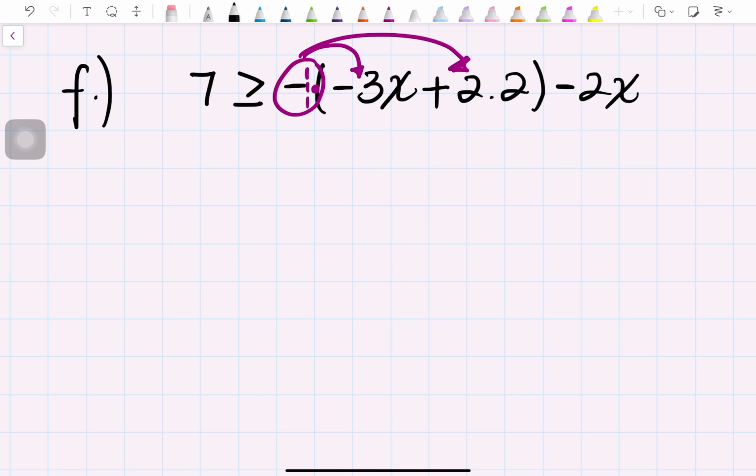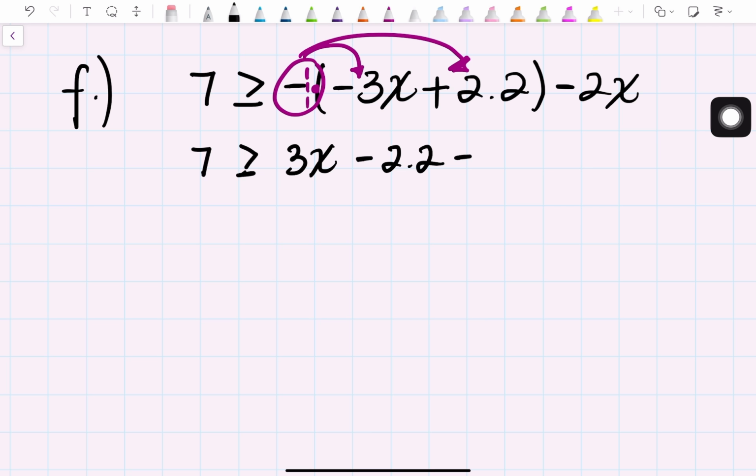So that's going to leave the 7 as it is. Negative 1 times a negative 3x is actually going to give me a positive 3x. And negative 1 times a 2.2 is going to give me a negative 2.2. And I'm going to go ahead and bring down that negative 2x.